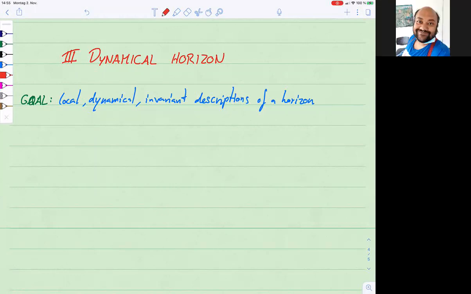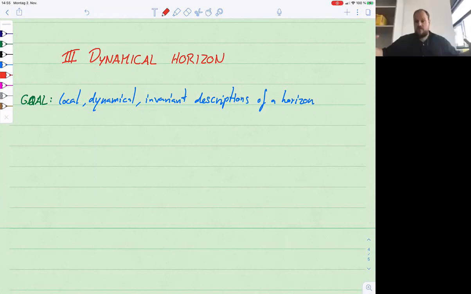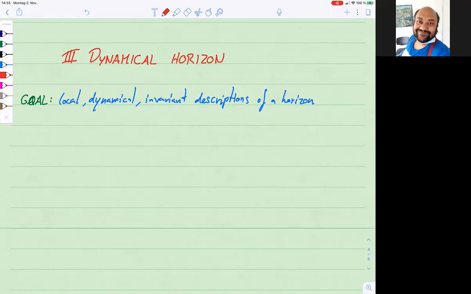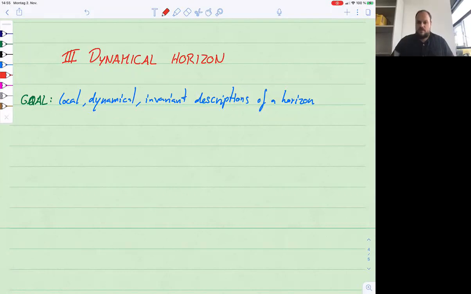So in this sense, also when you have, for example, colliding black holes, and when you want to understand how the mutual horizon forms, you need a dynamical description. Otherwise, with the event horizon, you can never describe this. True. So in this sense, this is a very physical, very important notion.